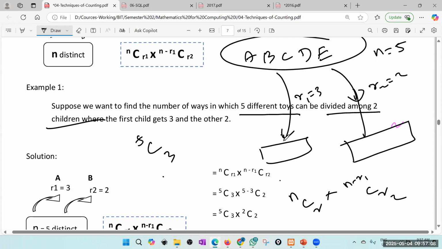Now, when you give 3, we have only 2. Then out of 2, you need to pick 2. And you multiply because these are combinations. 5C3 is factorial 5 divided by factorial (5 minus 3), which is 2, divided by factorial 3. And 2C2 is obviously 1, or you can say factorial 2 divided by factorial (2 minus 2), which is factorial 0, divided by factorial r. And of course, this is 1.